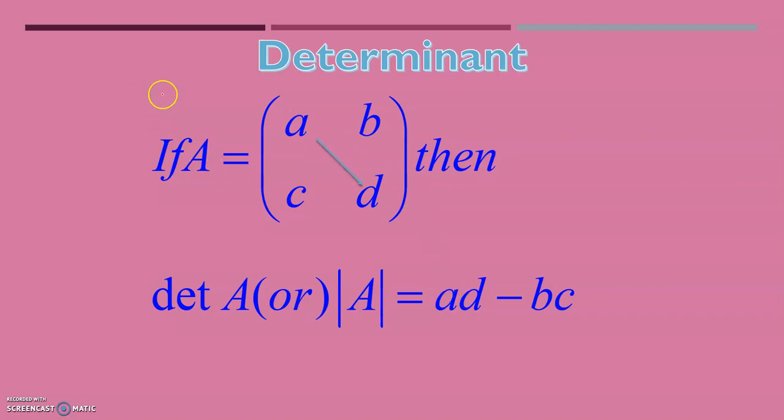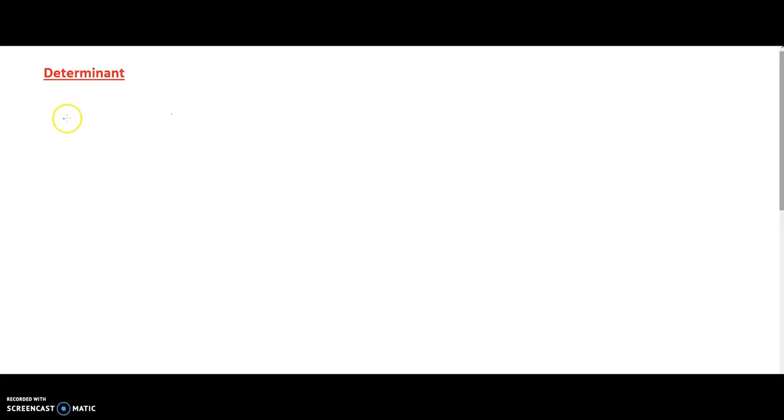First we need to multiply the first element with the last element, minus we need to multiply the second element with the third element. So the determinant of a 2 by 2 matrix which is in the form of ABCD is given by AD minus BC.